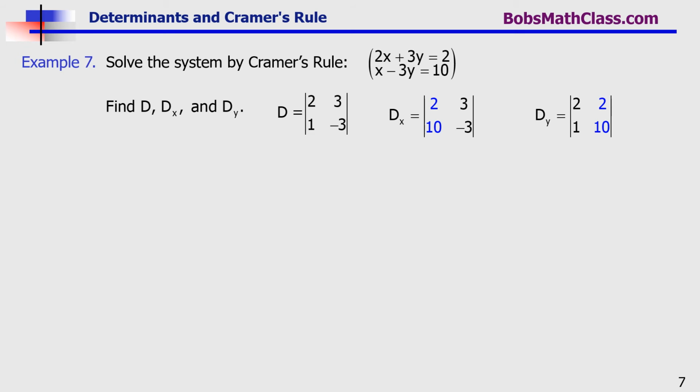Okay, now I'm not going to write down all the steps for the diagonals and what we get. I'm just going to put the answers. You know how to work that out. So for d, you should get negative 9. dx, negative 36. And dy, 18.